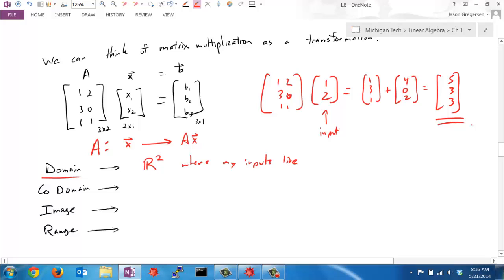But what's the space that that thing lives in? Is that R2? No. Where is that? R3. So I'm plugging in two-dimensional vectors, and I'm getting out three-dimensional vectors. So in this case, A is a mapping. It's a transformation that maps R2 values to R3 values. It's a mapping from R2 to R3.